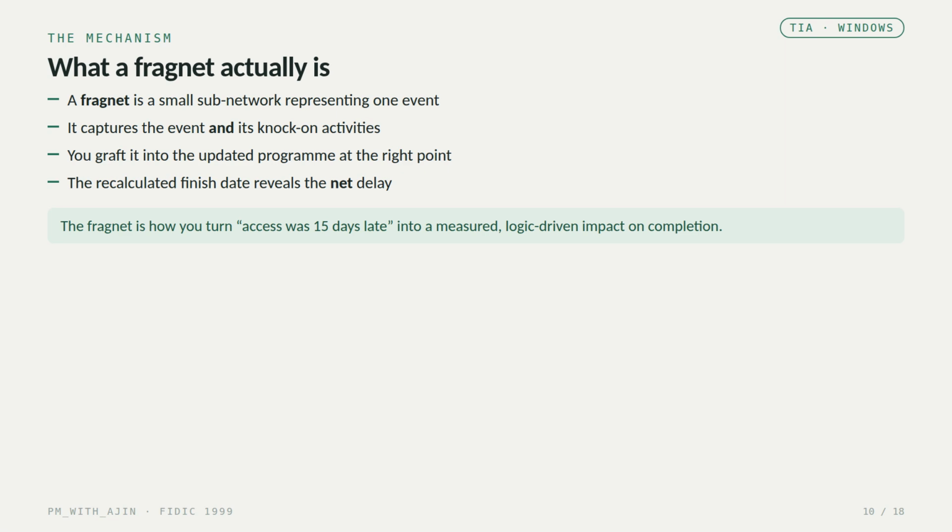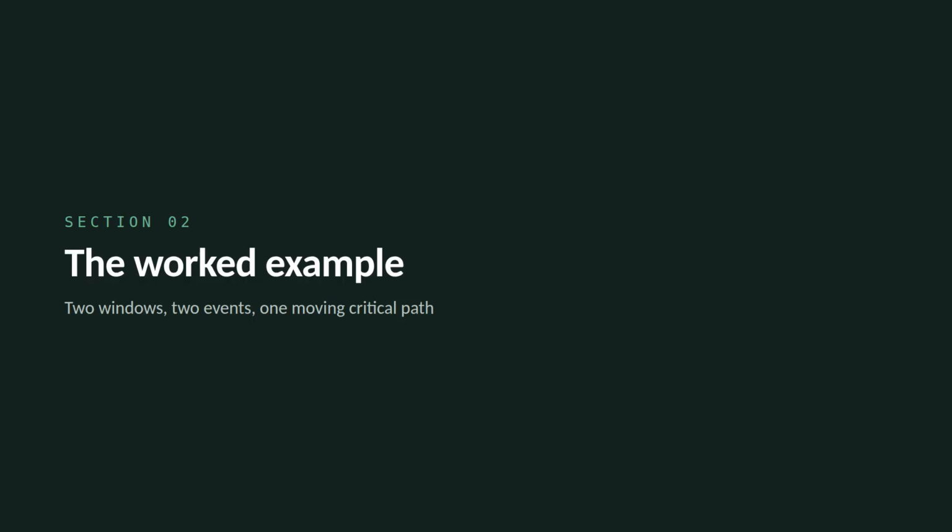A fragment is a small sub-network that represents a single delay event. It captures the event itself and its knock-on activities, the things that can't proceed until it's resolved. You graft that fragment into the updated program at the correct point in the logic with proper links. Then you let the program recalculate, and the new finish date reveals the net delay to completion. That's how you turn a plain statement, access was 15 days late, into a measured, logic-driven impact that a reviewer can follow and reproduce. Now let's put it all together in a worked example.